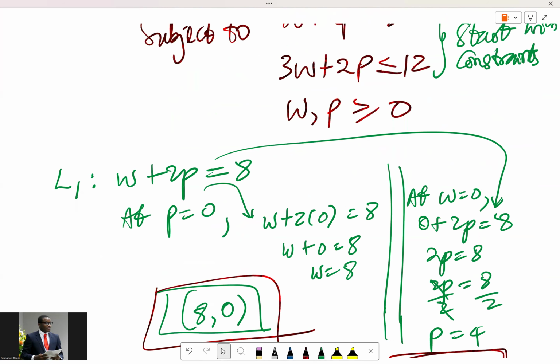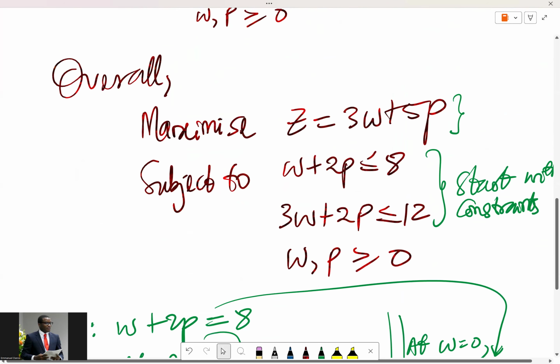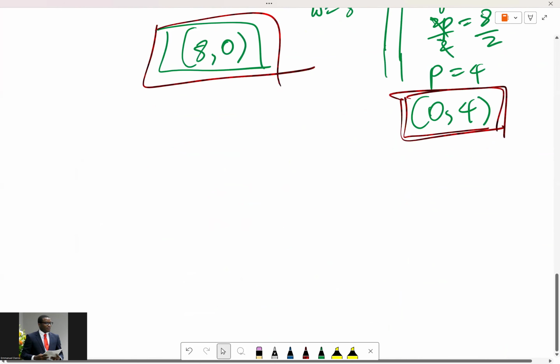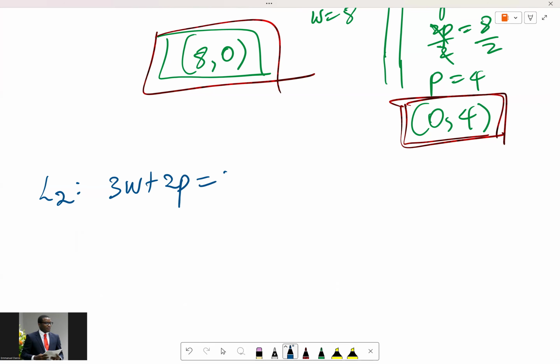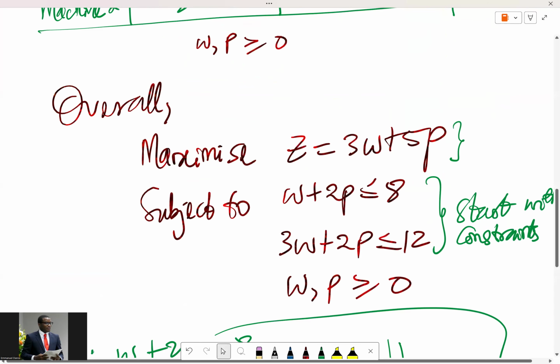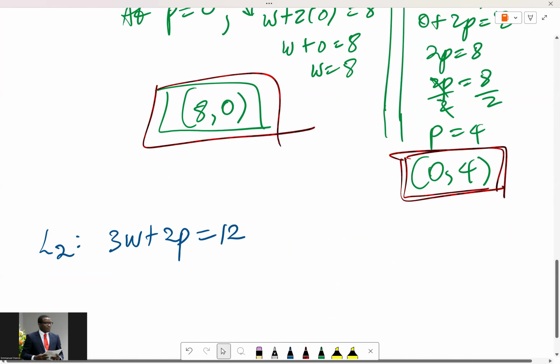So then you do the same thing for the second line you need. The second line is 3W plus 2P equals 12. So you can say L2 is 3W plus 2P equals 12. So forget about the inequality first of all. So you have 3W plus 2P equals 12.